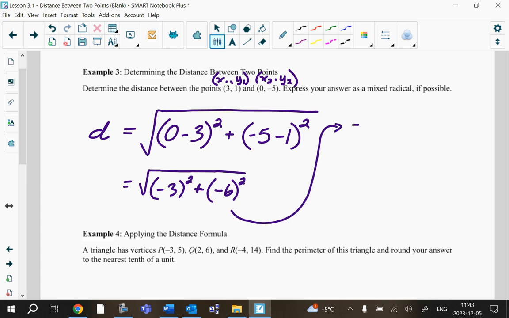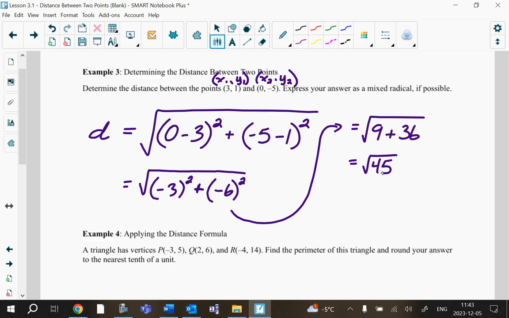And what's negative 3 squared? 9, positive 9. Whenever you square a negative, you always get a positive. Plus negative 6 all squared. 36, so I add those two together, and I'm now at square root 45. But you need to look at the question. It doesn't say express your answer as a decimal. You don't pull out your calculator, punch in square root 45, and round it. You leave it in square root form, but it has to be simplified.